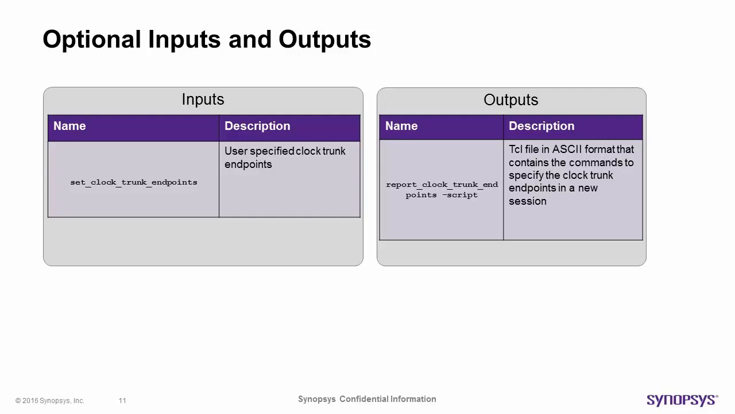These are optional inputs and outputs. For the optional inputs, users can use set clock trunk endpoints to specify clock trunk endpoints. If you have used set clock trunk endpoints, then you can use report clock trunk endpoints with the option -script. It will output a Tcl file in ASCII format that contains the commands to specify the clock trunk endpoints in a new session.